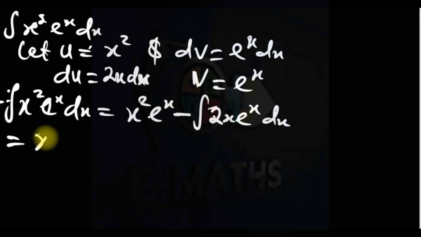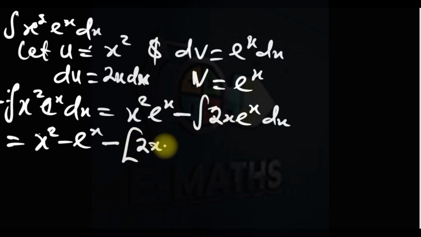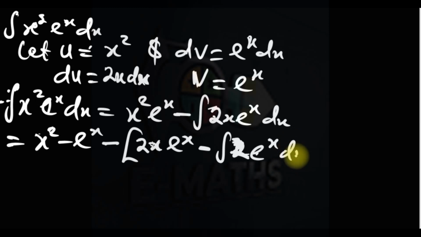So we write this as x squared e raised to power x minus. So we'll call our u this. I'm applying this the second time, so you don't need to waste time. This is our u and this is our dv. So u, which is 2x, and if you integrate dv, you get e raised to power x, minus the integral of v. Our v is e raised to power x times du, and if you differentiate 2x you have 2, so 2 e raised to power x dx.